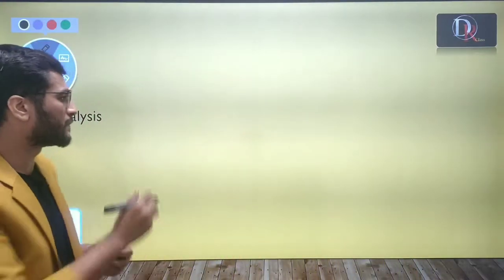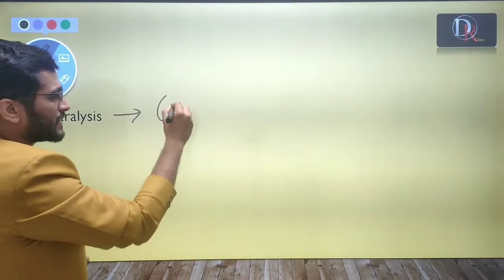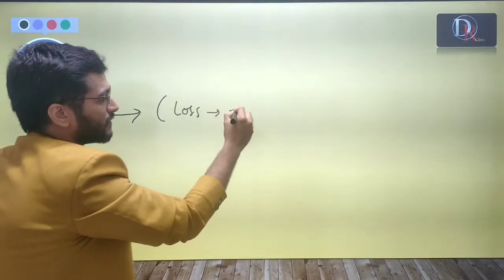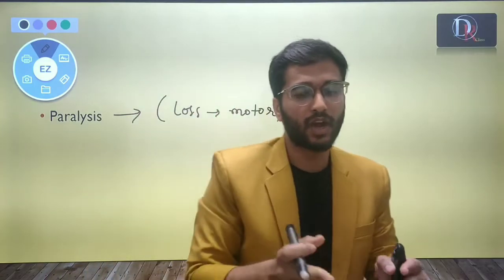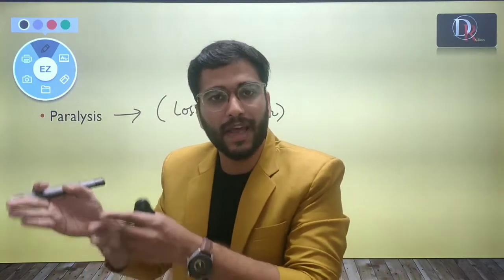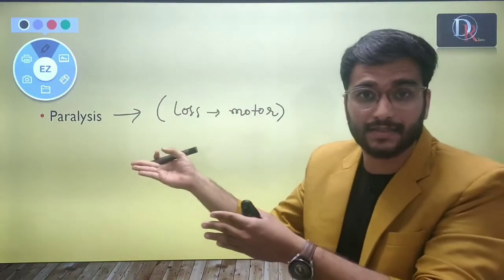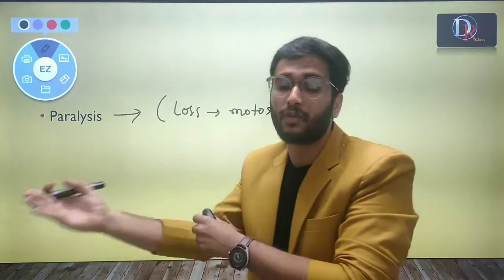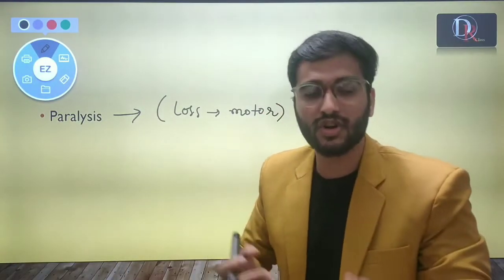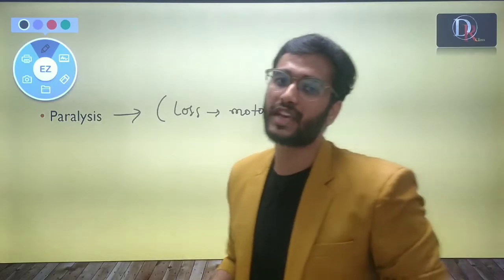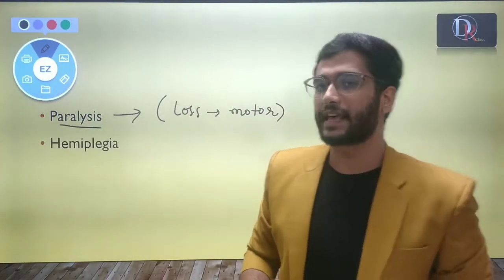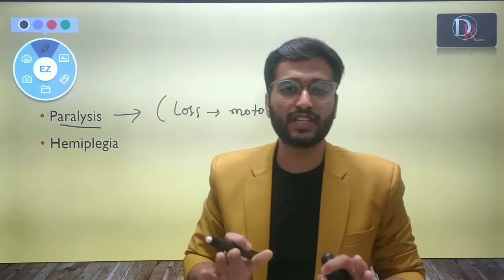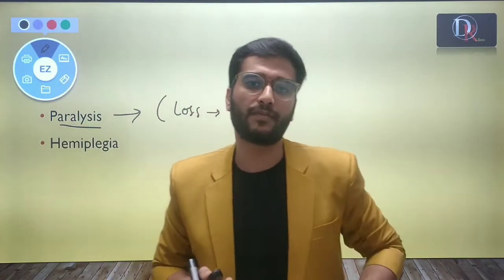Let's see the next term, and that is paralysis. Basically, paralysis is the loss of motor sensation or motor movement. The loss of movement or loss of the motor supply of a nerve is known as paralysis. Clear? It can occur with an injury to the neurons or a nerve, and it can also occur without injury to the neuron or the nerve. Next, let's see hemiplegia. Hemiplegia is a kind of paralysis of half the body.